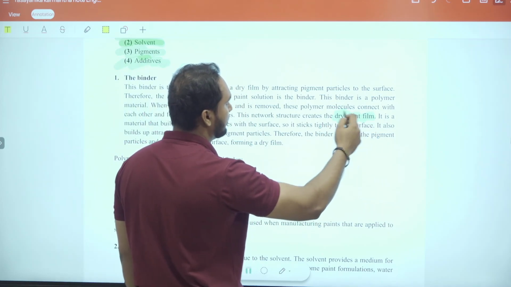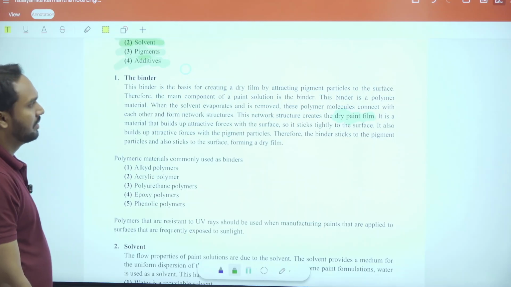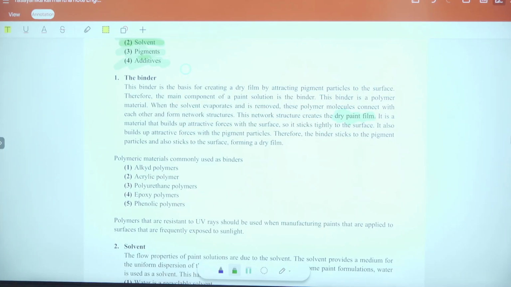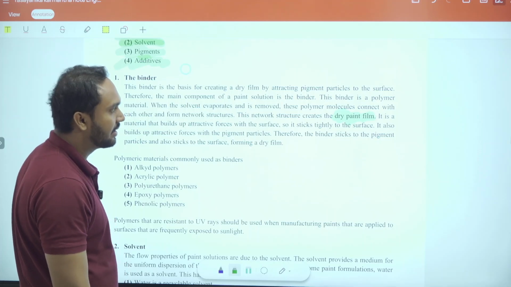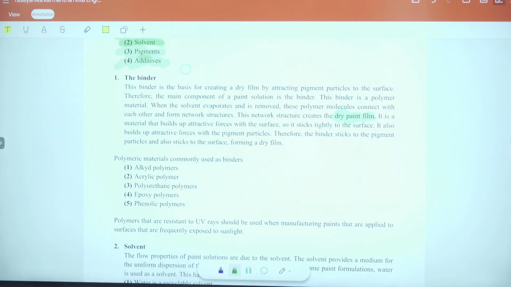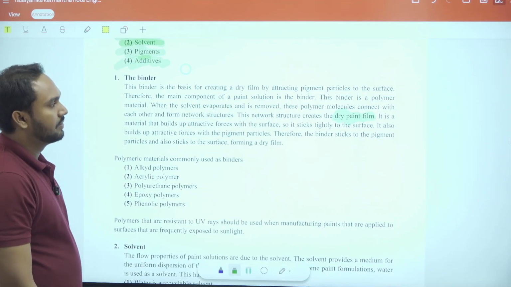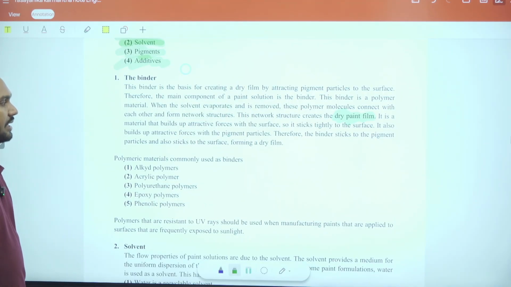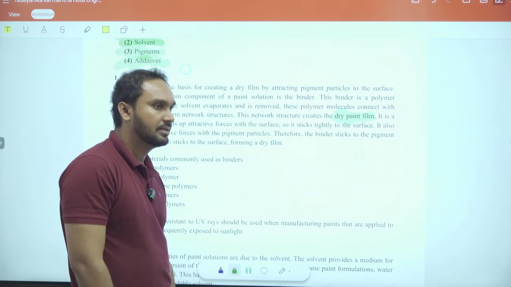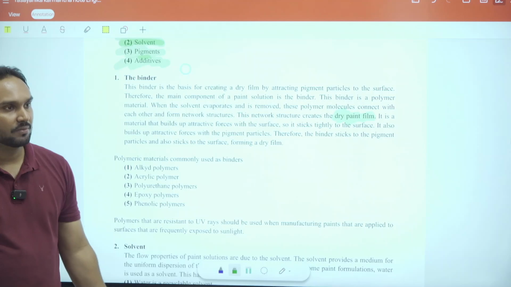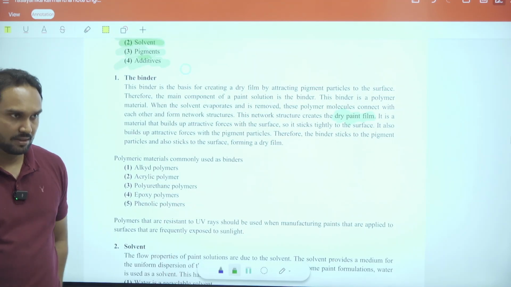Dry paint film එක හදනවා. Right. It is a material that builds up attractive forces with the surface, so it sticks tightly to the surface. It also builds up attractive forces with the pigment particles. Therefore, the binder sticks to the pigment particles and also sticks with the surface, forming a dry film. Do you understand that? It sticks with the pigment as well as the wall, so it gives a colorful wall at the end, right?